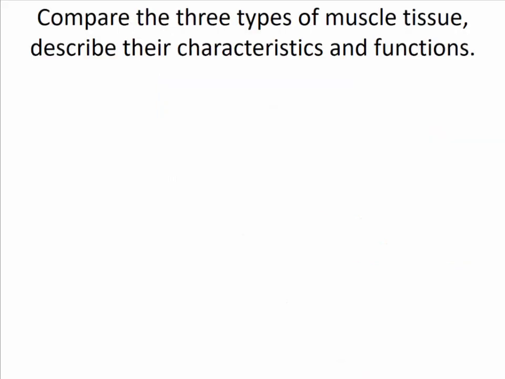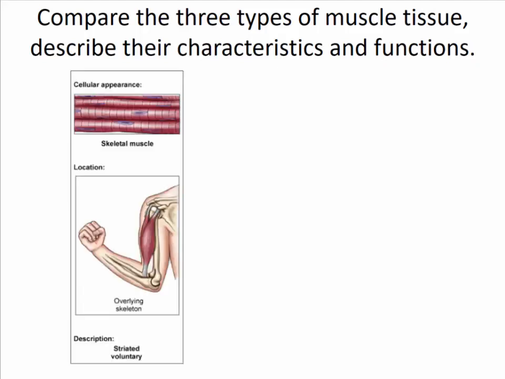But next, let's look at the three different types of muscle tissues that exist. The first is skeletal muscle, the muscles that we tend to be used to in terms of muscles that are attached to our skeleton and allow us to move. These type of muscles are voluntary. The cells are long and thread-like, and they are striated.